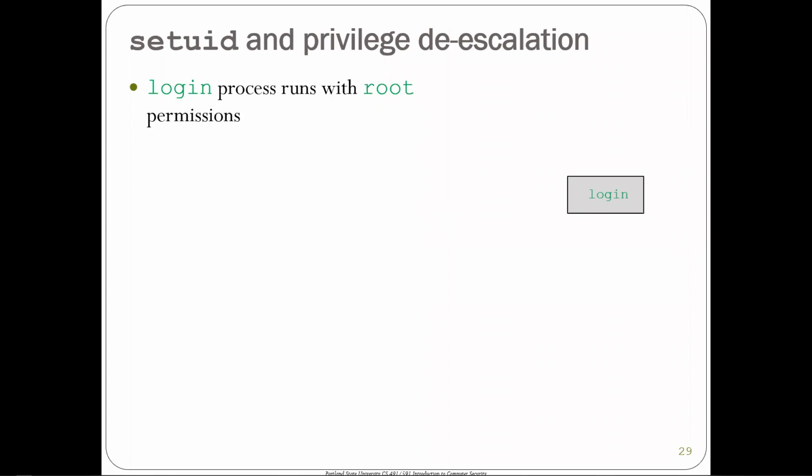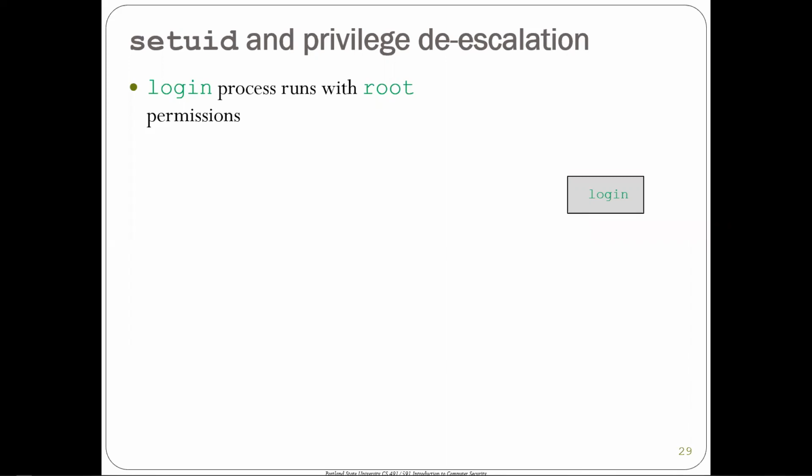The login process has to run as root because it's going to be the one to take the input from the keyboard, the username and password, and it's going to have to open up /etc/passwd, open up /etc/shadow, do the validation of the password hashes without revealing the password hashes of anyone else, and then change that process to execute a shell for the user that has logged in. So this is how it typically works.